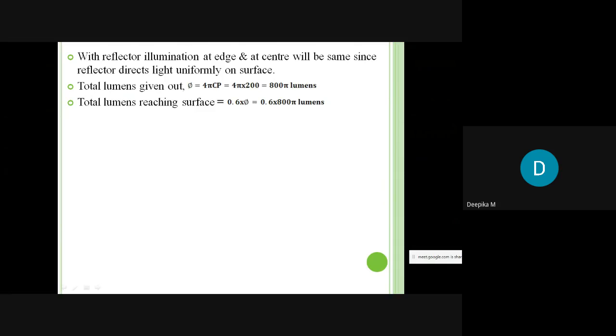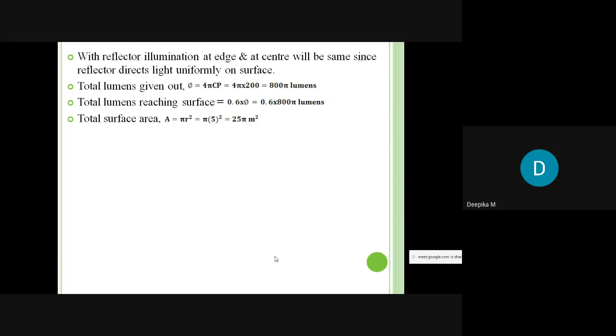Hence, the total lumens reaching on the surface is nothing but 0.6 into 800 pi lumens. So, what is the total surface area? It is actually the circular area, so it is nothing but pi r square.